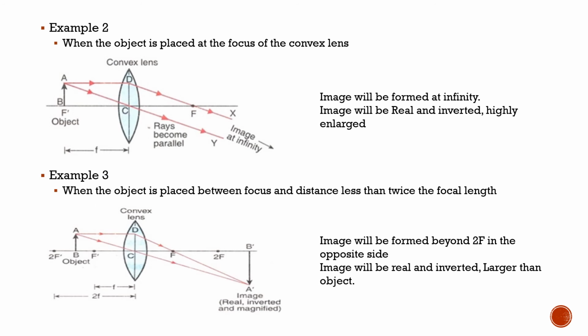In the second example, the object has been placed at the focal point of the convex lens, and you can see the ray paths become parallel to each other. Therefore, the image will be formed at infinity, and it is a real image, which is inverted and enlarged. And in the third example, the object has been placed in between the focal point and twice the focal length. Then the image will be a real image, and you can see it has been inverted and magnified.